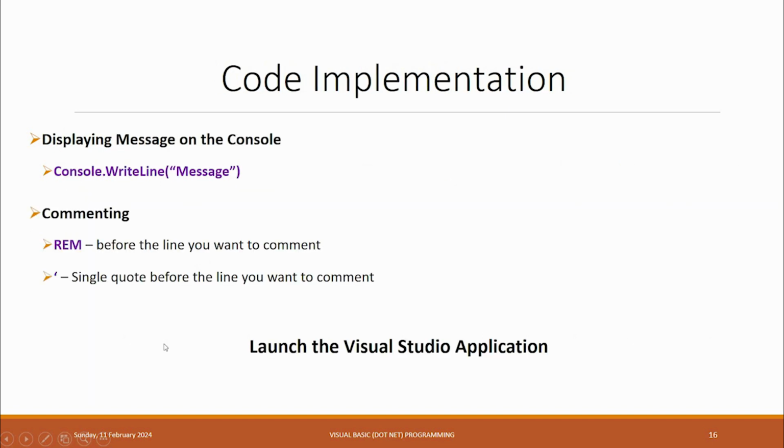So at this point, let's see how, if you want to display something to the user, how we write it. All right. So here we are saying that we display a message on the console. We have Console.WriteLine, then the parentheses, then you have the double quotation marks here, then you bring your message in there. All right. So this is how simply we display something to the user. Then in commenting, we bring either the REM or the single quote in front of the line that you want to comment, at the beginning of the line.